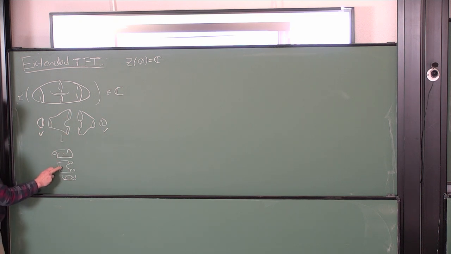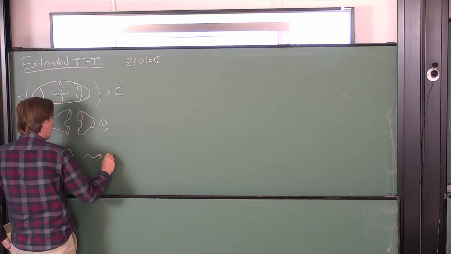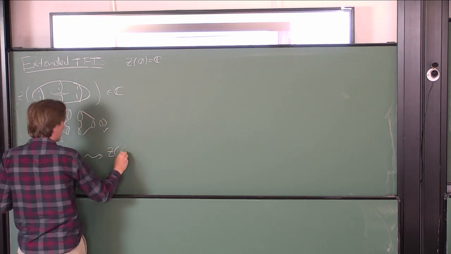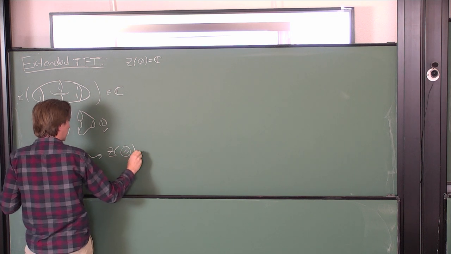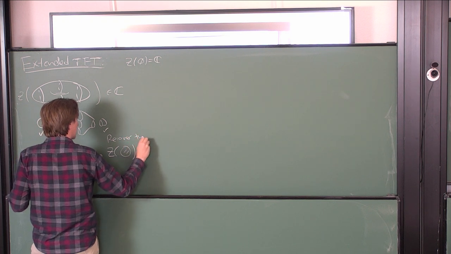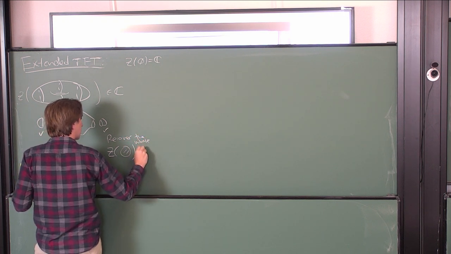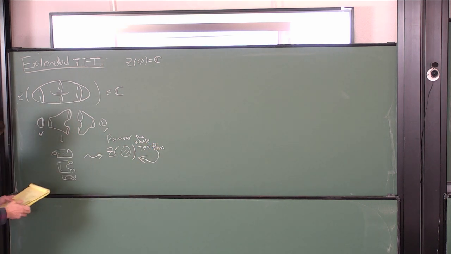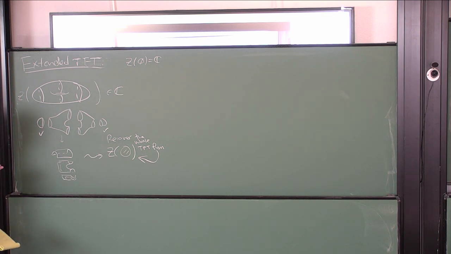And now the nice thing is that each of these pieces, this one, and this one, those are all disks. Yeah? The saddle has some geometry to it, the way I've drawn it, but topologically it's just a disk. And so we can hope that we can recover all of the data here from just knowing Z of a disk. Recover the whole TFT from this. But we have to say what we mean by that.